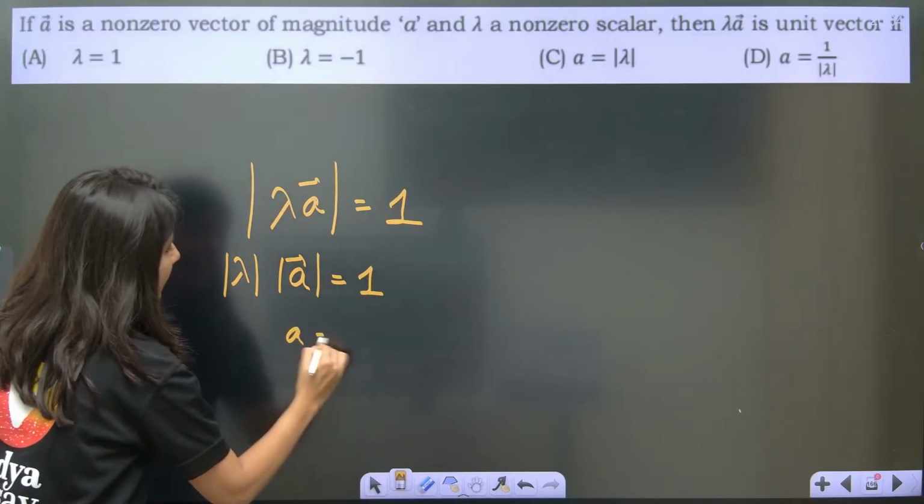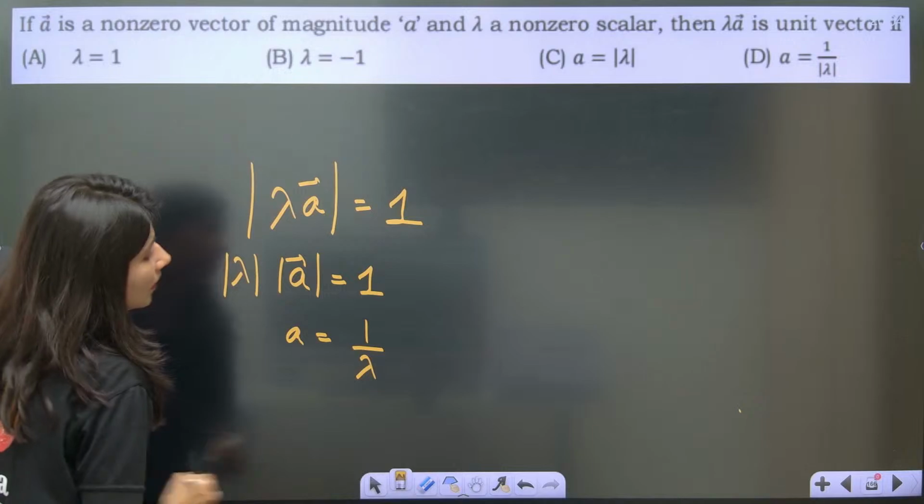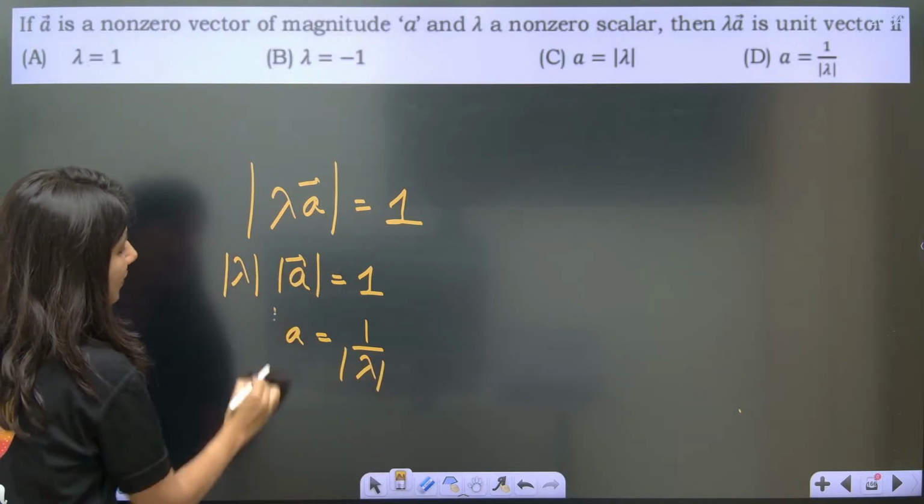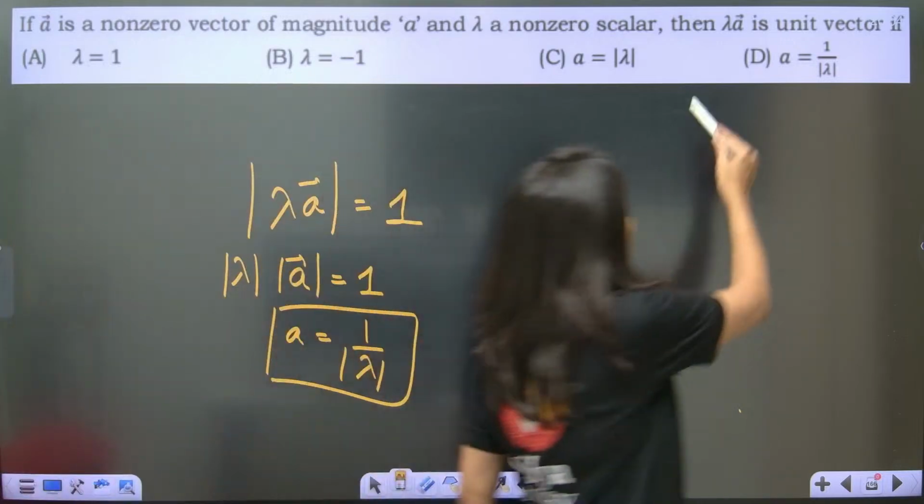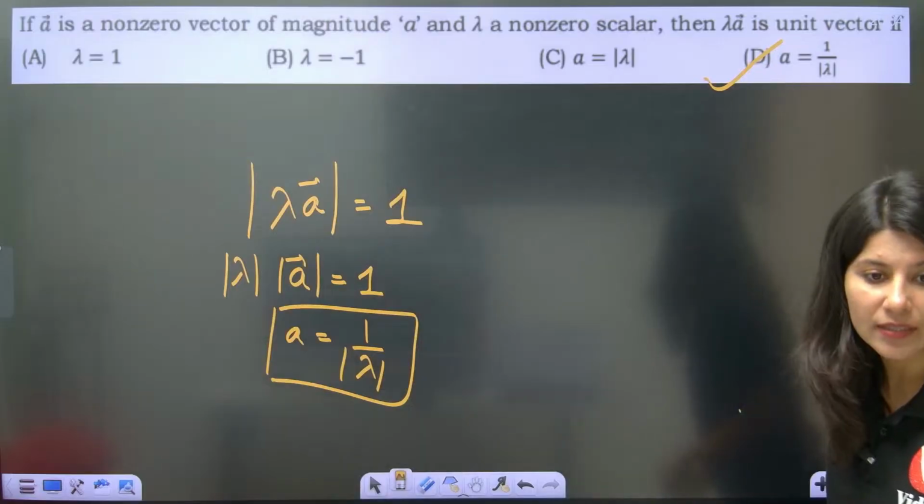So A is nothing but 1 upon lambda, mod lambda. So this A value is nothing but 1 by mod lambda. So you can see option D is absolutely right.